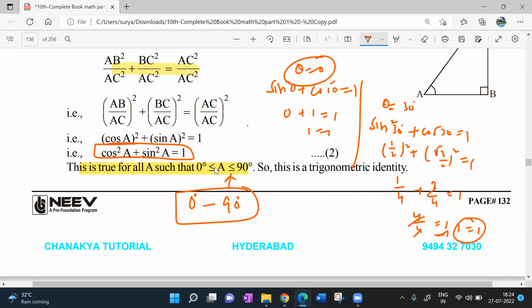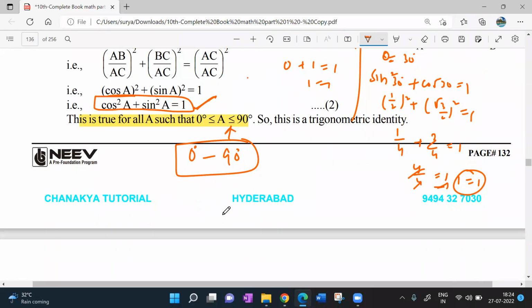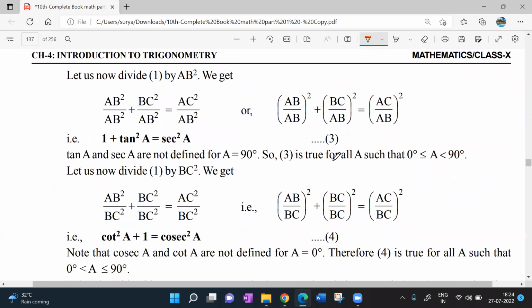Getting my point? So this result, whichever we have explained here, is true if and only if theta lies between 0 to 90 degrees. If theta lies between 0 to 90 degrees, this will be true for all A values which lie between 0 to 90 degrees. For all those values, this will be true. Which one? This one. Hope you got clarity.